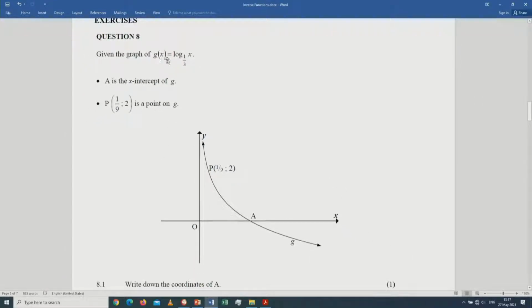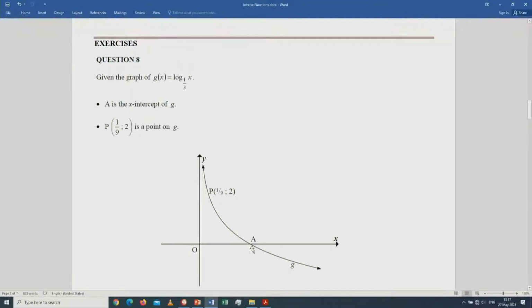Given the graph of g at x equals log x base 1 over 3. That is the graph that is given. A is the x-intercept of g. Here is A. Already, grade 12 learner, you must be able to tell the coordinates of A, even before looking at the questions. A is the x-intercept, and you know for x-intercept, x will always be 1, y will be 0.